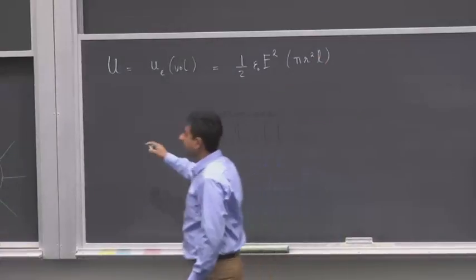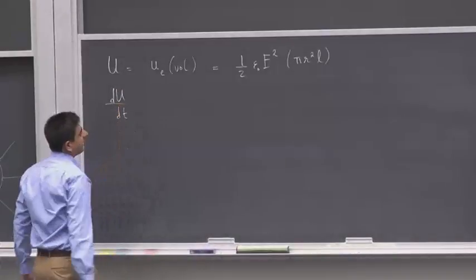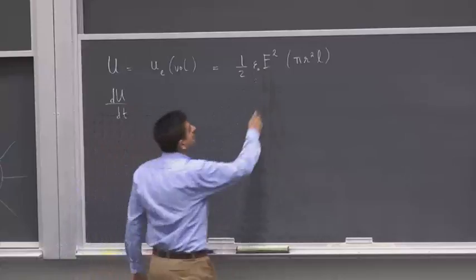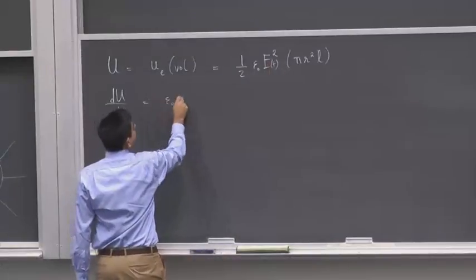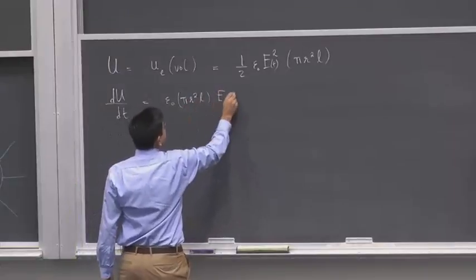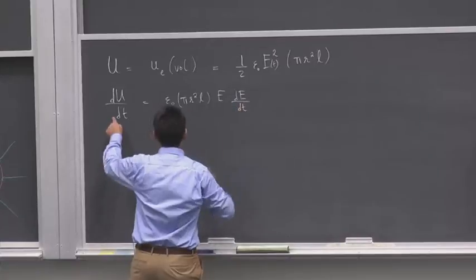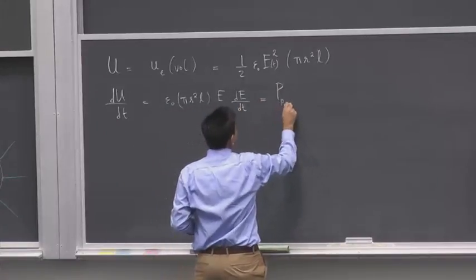Now let's look at the time rate of change of this energy. Everything is a constant here, it's only that this E depends upon time. So I get epsilon naught pi r square l E dE by dt. But this is simply equal to the power that we calculated from the Poynting vector concept.